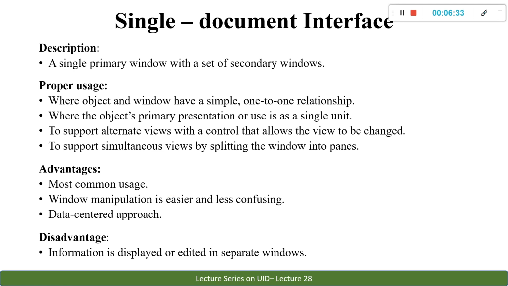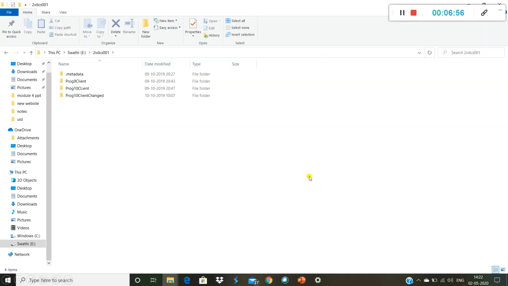What is a disadvantage regarding that is like information is displayed or edited in the separate windows. It might look small, and if you want like only one window to be closed and other part of the window must be displayed, nothing of that sort you can do. So single document interface, it is visible for all. If you want to see the example of it, this is the example of it.